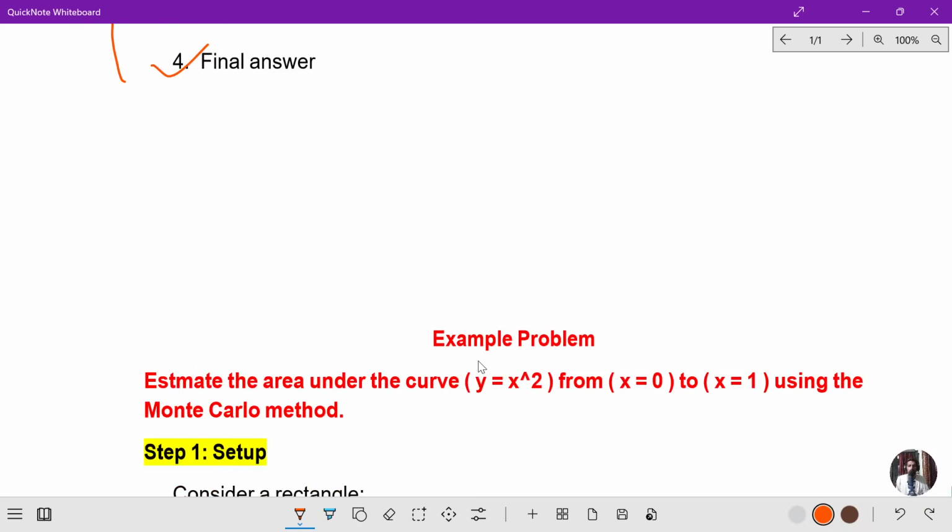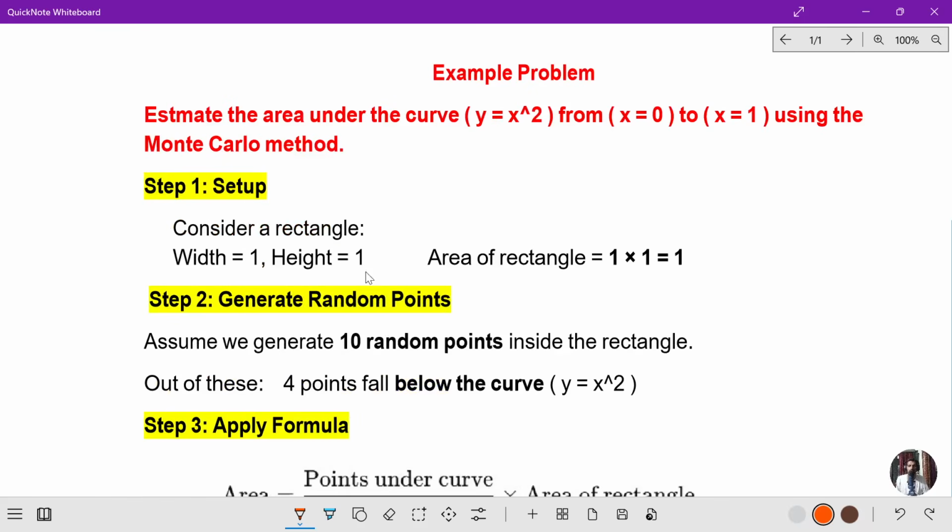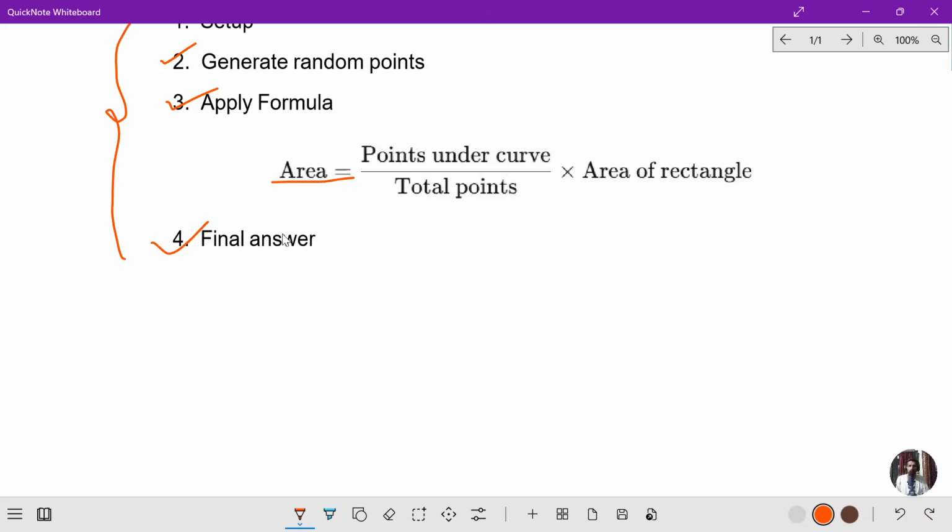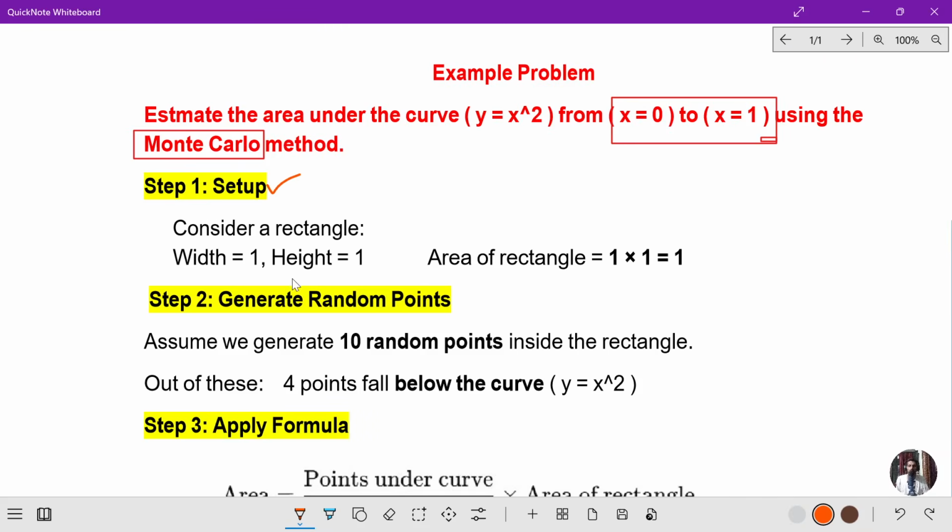To understand more clearly, we will take one problem. Now you see the problem here: estimate the area under the curve y is equal to x square, from x equal to 0 to x equal to 1, using the Monte Carlo method. What is the first step? The first step is setup. When we have y is equal to x square, let us assume width is equal to 1 and height is equal to 1. So we find the area of the rectangle, which is equal to 1.